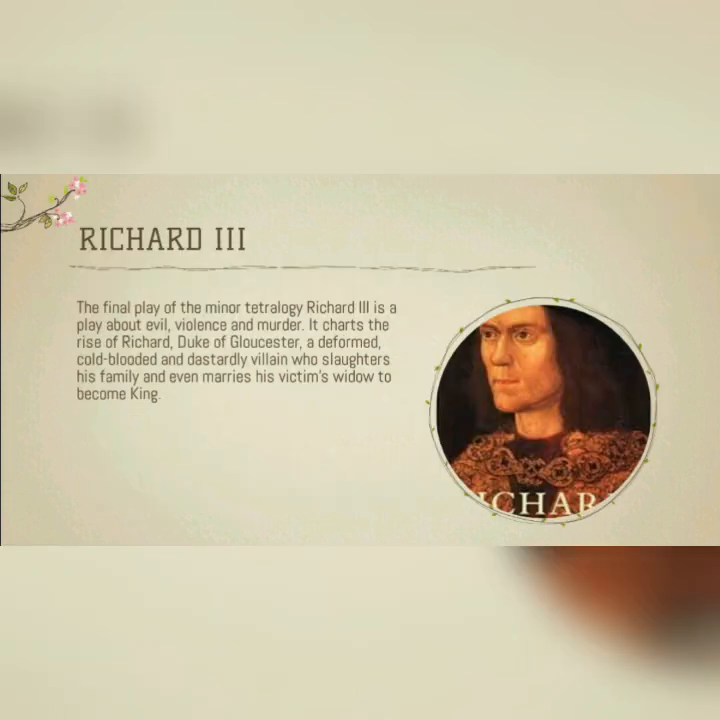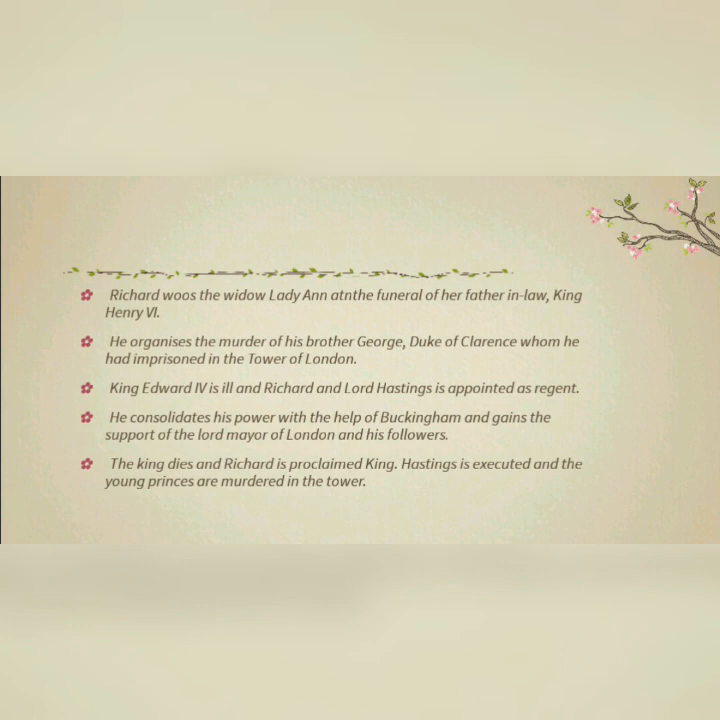The final play of the minor tetralogy, Richard III, is a play about evil, violence, and murder. It charts the rise of Richard, Duke of Gloucester, a deformed, cold-blooded, and dastardly villain who slaughters his family and even marries his victim's widow to become king. Richard, determined to gain the crown of England from his brother, the Yorkist King Edward IV, woos the widow Lady Anne at the funeral of her father-in-law, King Henry VI. She yields to his advances and marries him.